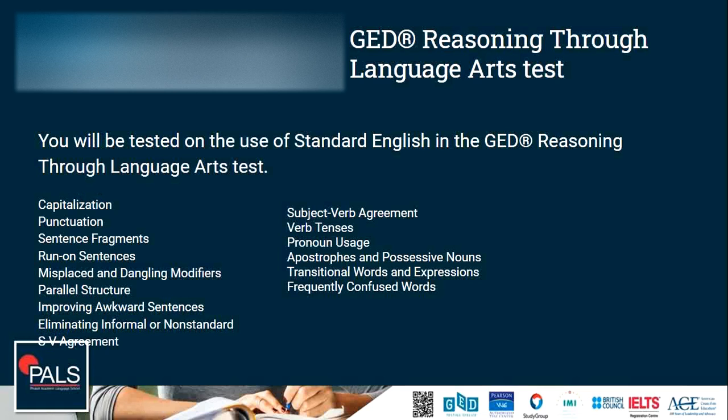So let's proceed. On your GED Reasoning through Language Arts test, you will be tested on the use of standard English. And these are the skills that they will be focusing on. Like what I said a while back, we will be discussing each of these skills in installments of a series of screencasts. So please do watch out for upcoming videos.